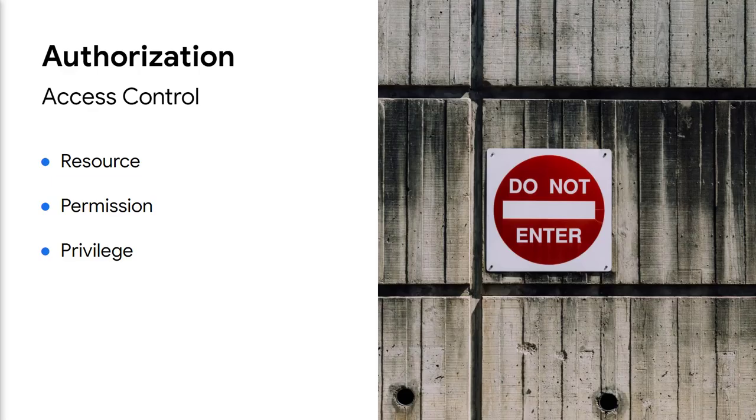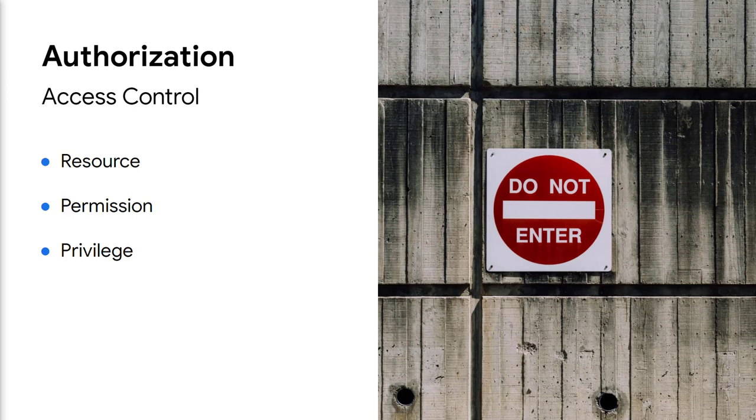Authorization is the process of controlling who is or is not allowed to access something. This generally involves 3 key components. Resources, the entities for which you want to control access. Permission, an action that can be performed on the resource. Privilege, the assignment of a permission to a specific user or group of users.